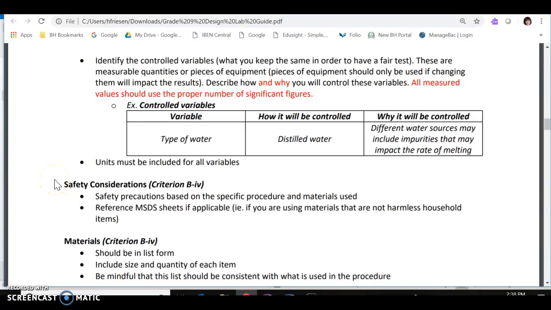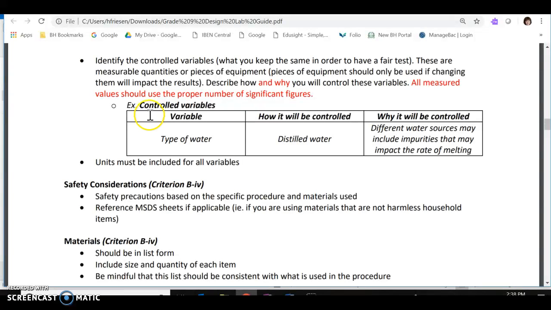Hi, scientists. Two further notes with regard to inquiring and designing. One related to describing the controlled variables. As you can see, presenting it in a table, such as is in the example in the Design Lab guide, is a very effective means of communicating your thinking. So go ahead and do it in this way.